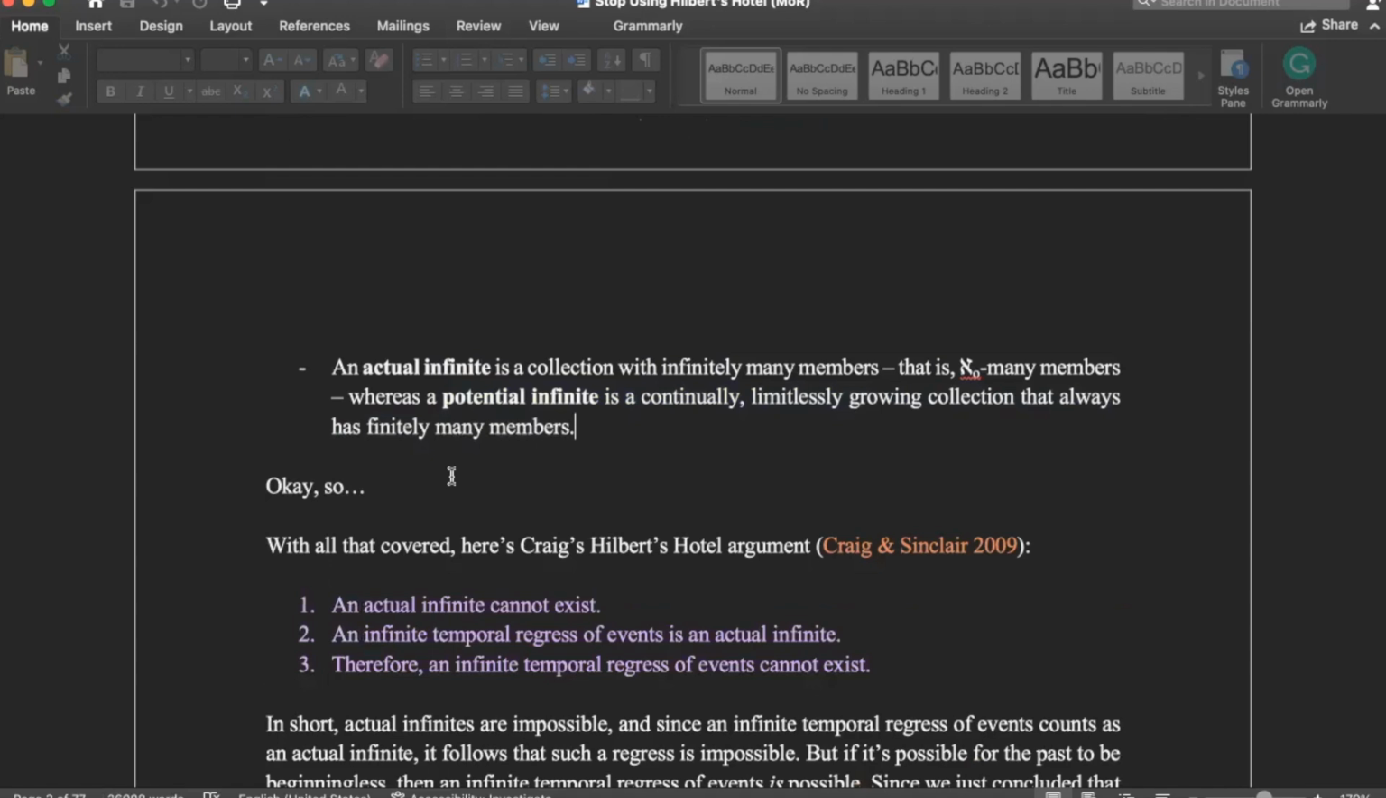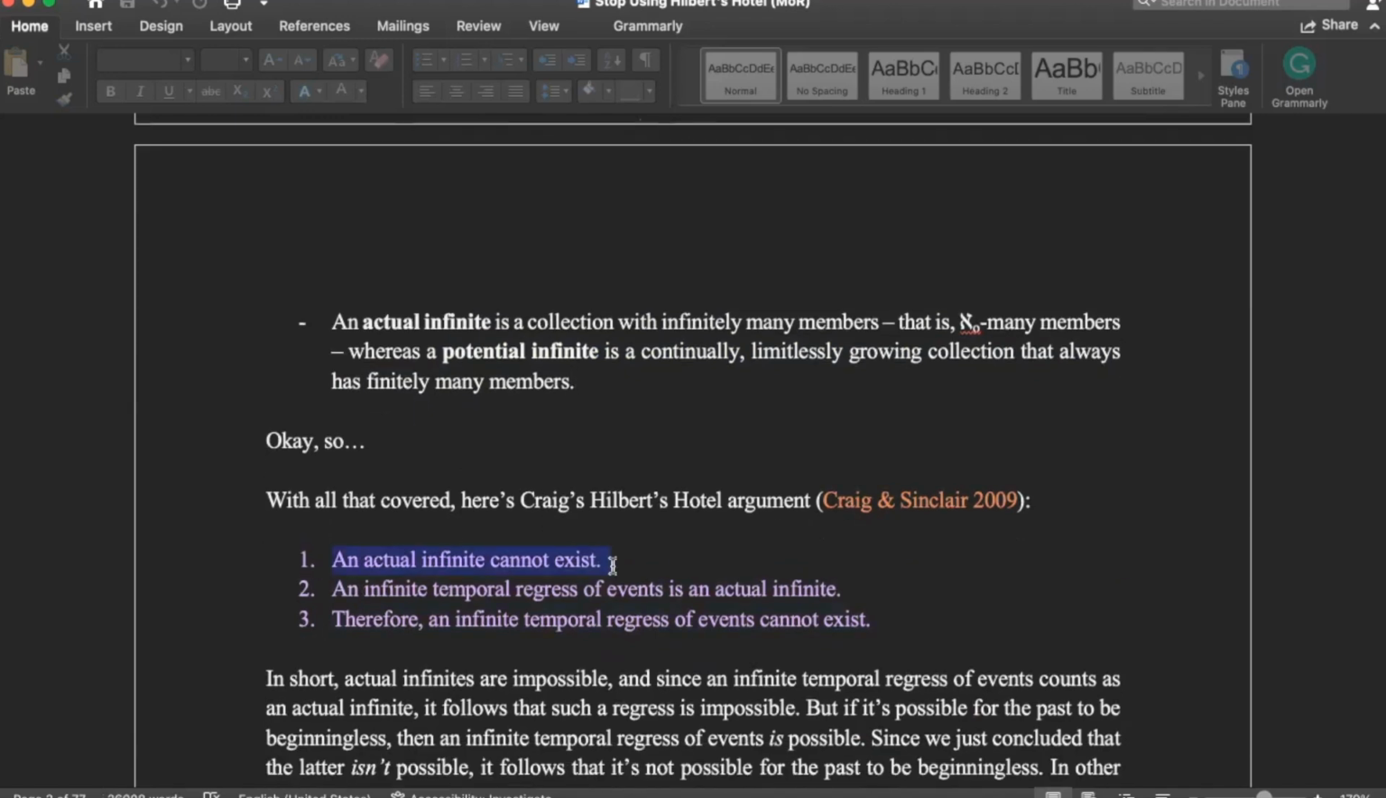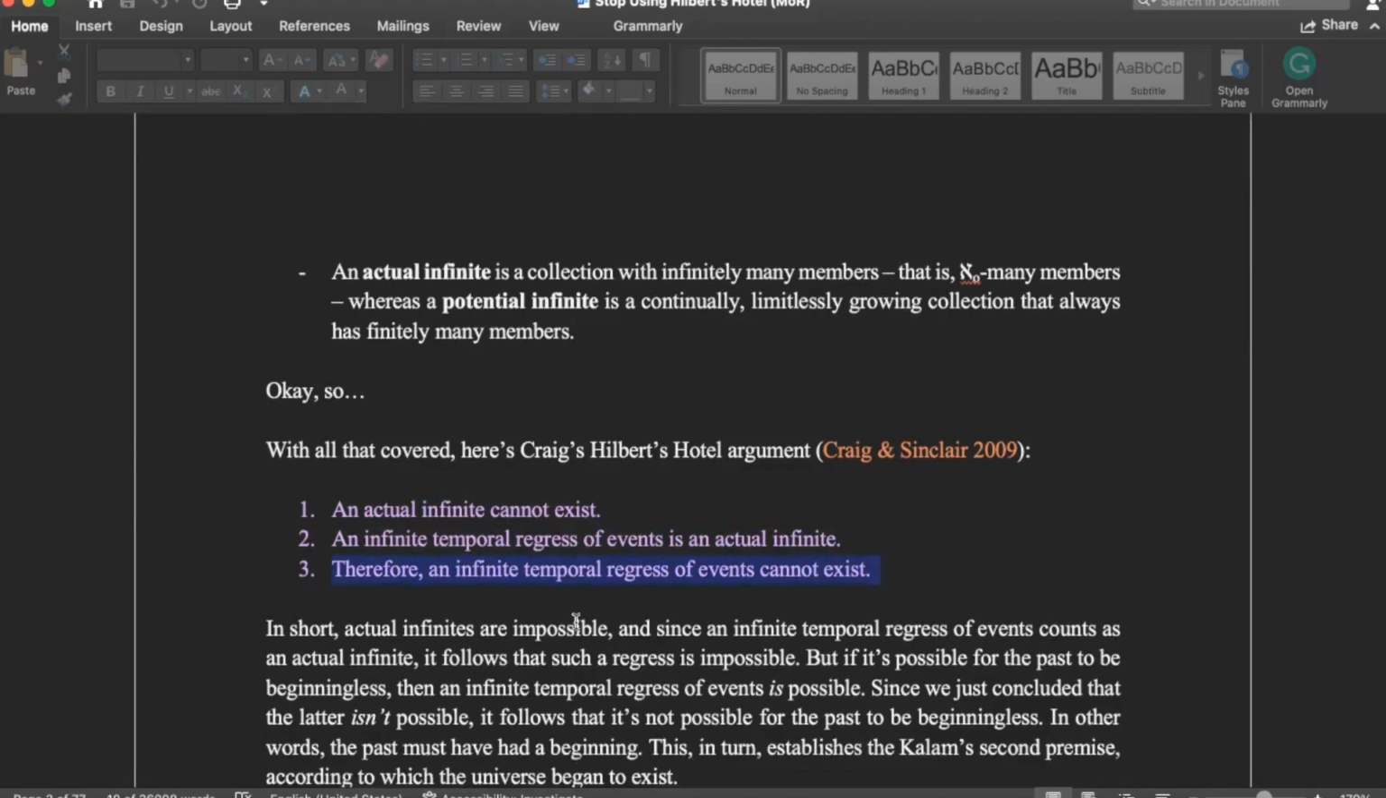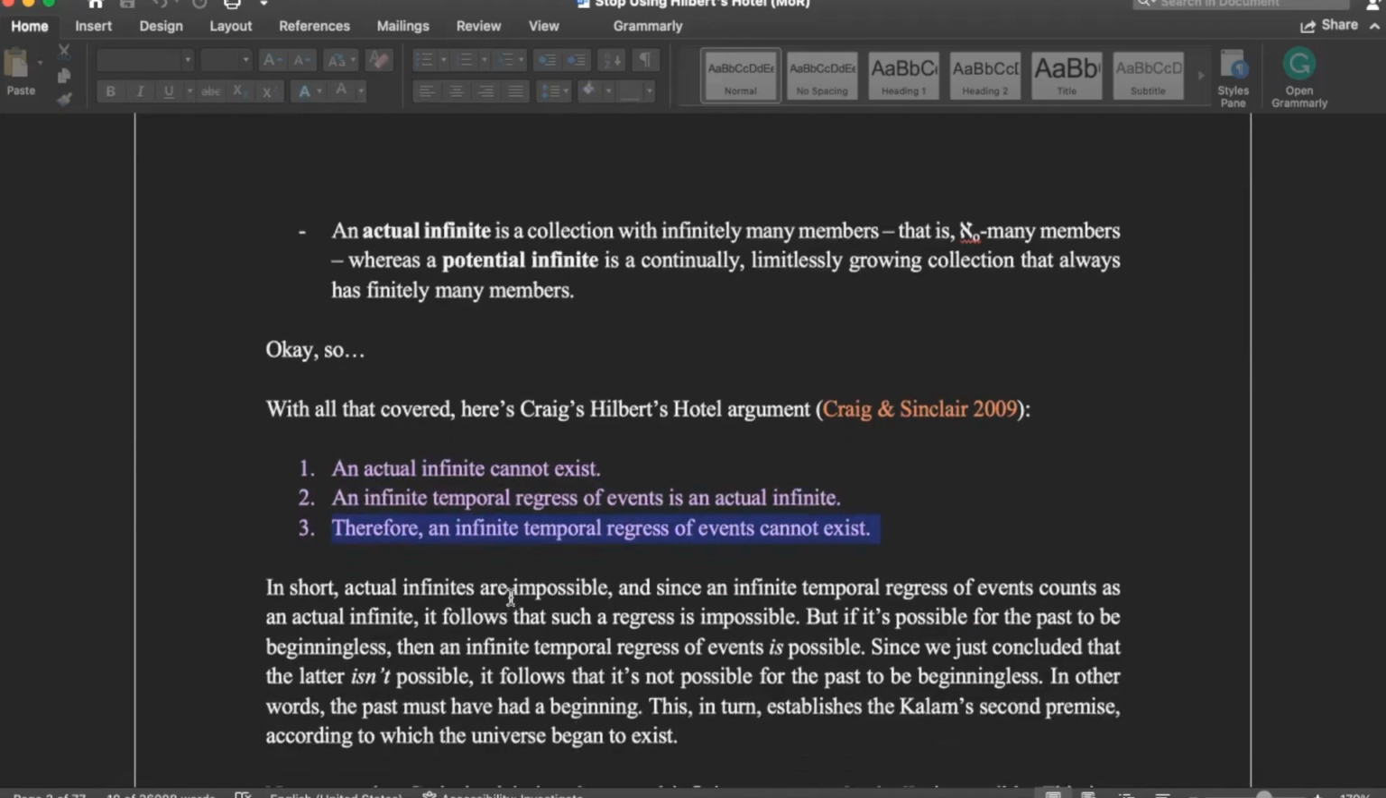Okay, so if we compare the theories, with all that covered, here's Craig's Hilbert's Hotel argument. Premise 1, an actual infinite cannot exist. Premise 2, an infinite temporal regress of events is an actual infinite. Therefore, an infinite temporal regress of events cannot exist. In short, actual infinites are impossible, according to this argument, and since an infinite temporal regress of events counts as an actual infinite, it follows that such a regress is impossible.